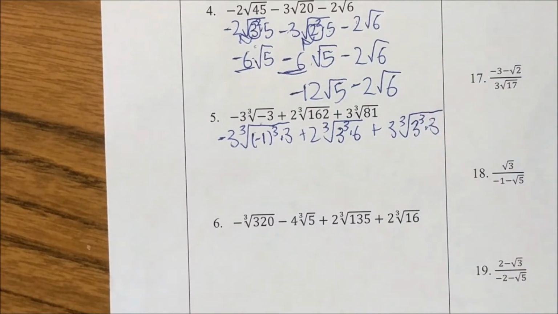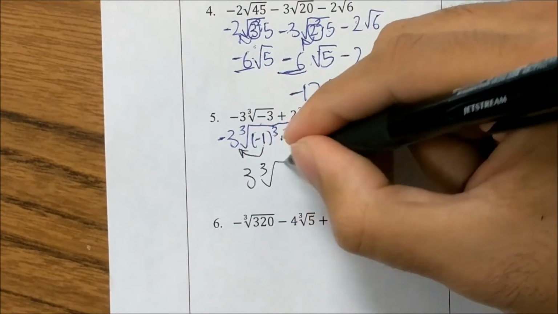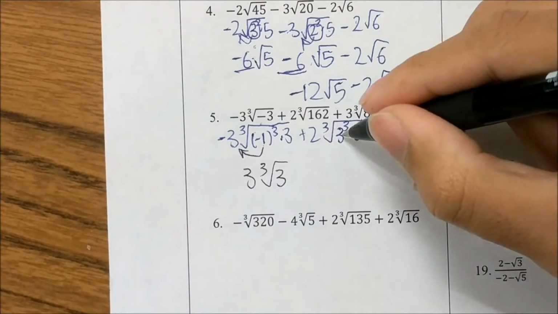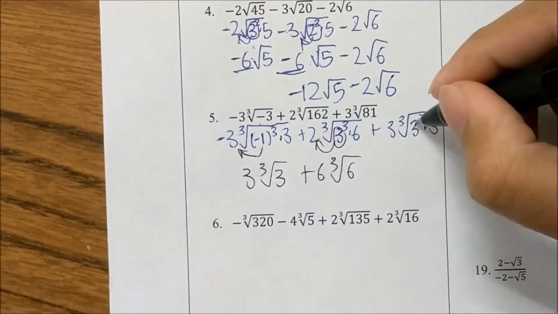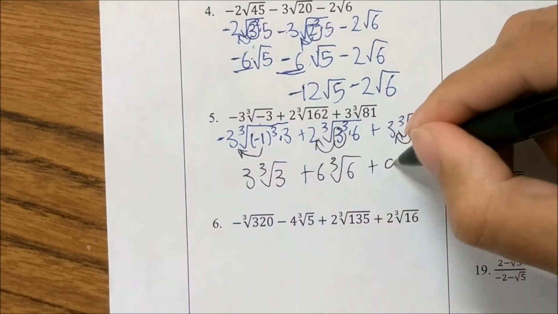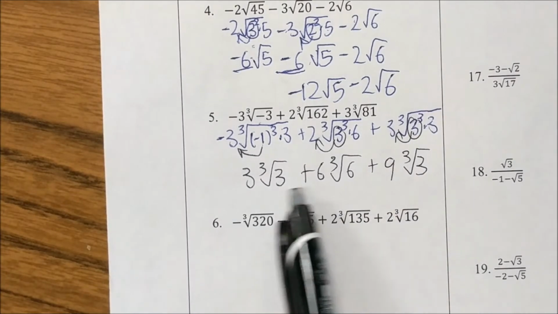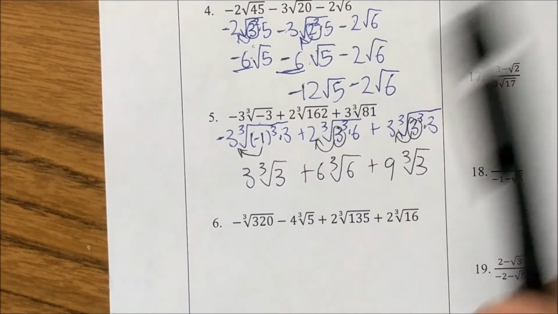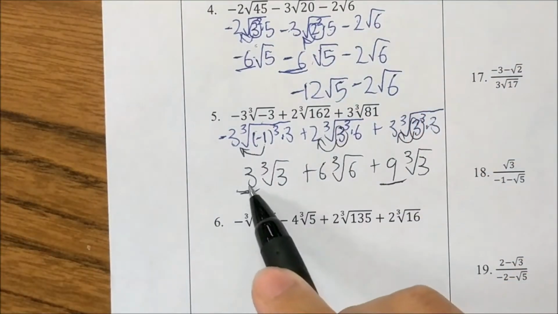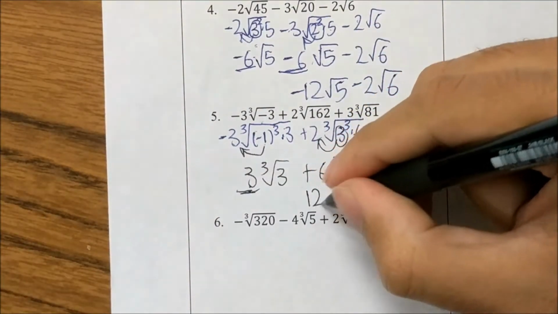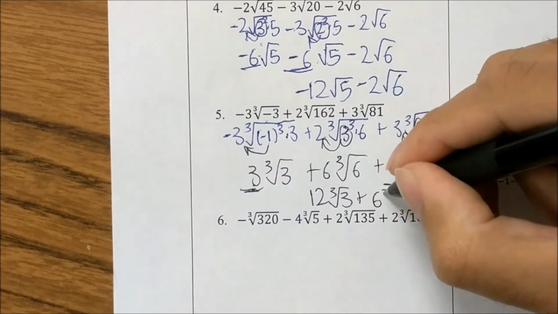Okay, so now we take things outside. -1 times -3 is +3. +3 times 2 is +6. And +3 times 3 is +9. Okay, so now we look for exactly like terms to combine by addition, and the first and the last terms. So we do 3 plus 9 is 12, and then plus this middle term.